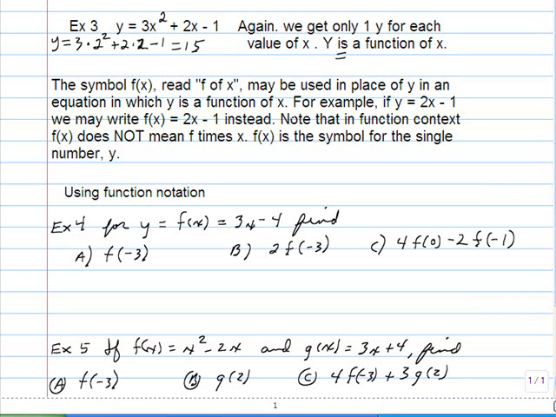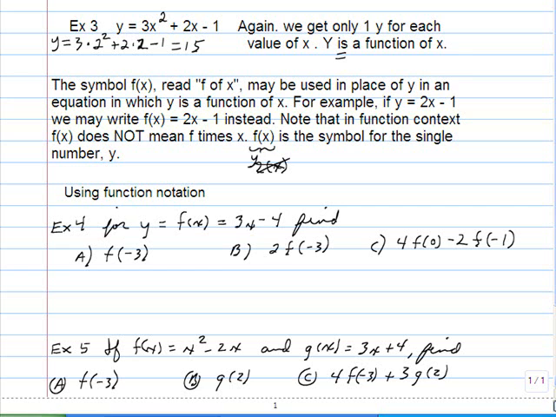So up here in example 3, instead of saying y equals 3x squared, etc., I could say f of x equals 3x squared, etc. For example, if y is 2x minus 1, we may write f of x as 2x minus 1 instead. Note that in the function context, f of x does not mean f times x. f of x is the symbol for a single number y. Normally, if you see something like 2 parentheses x, it means 2 times x. Not so when you're dealing with functions. This f parentheses x symbol does not mean f times x. It means f of x, and it means the y of a function.